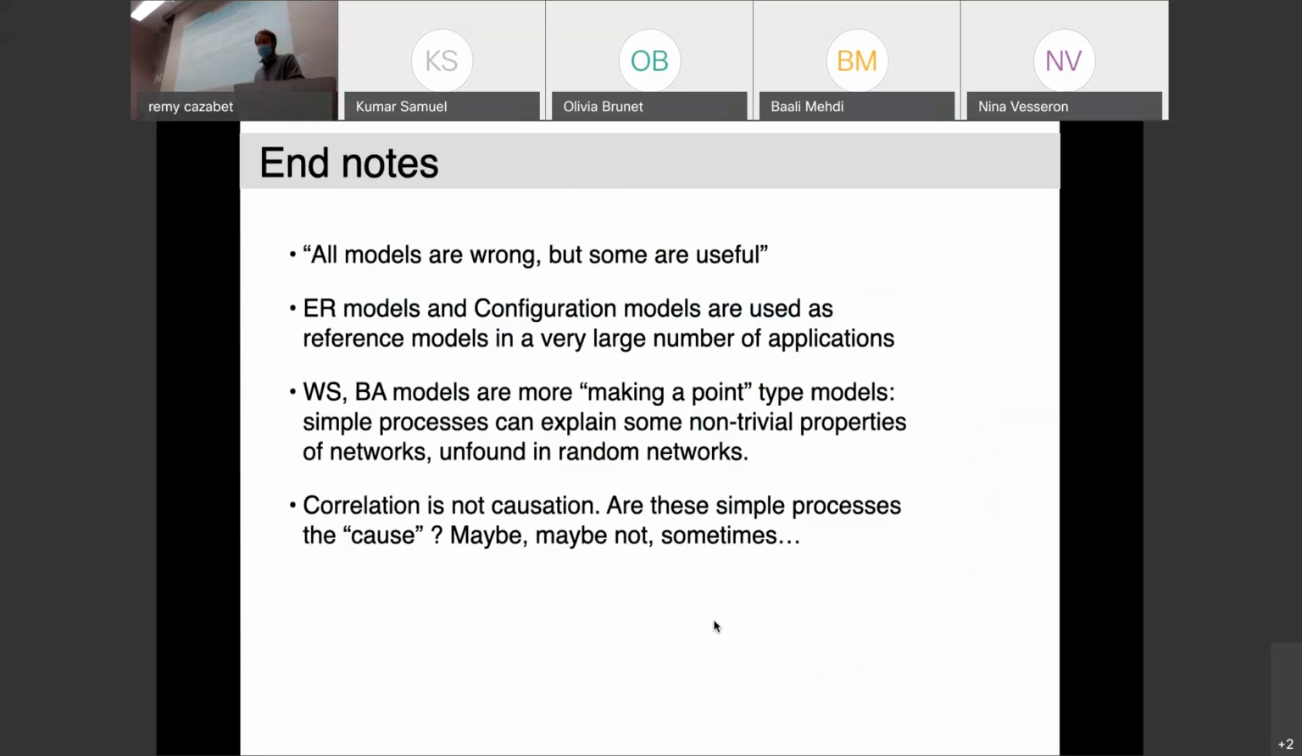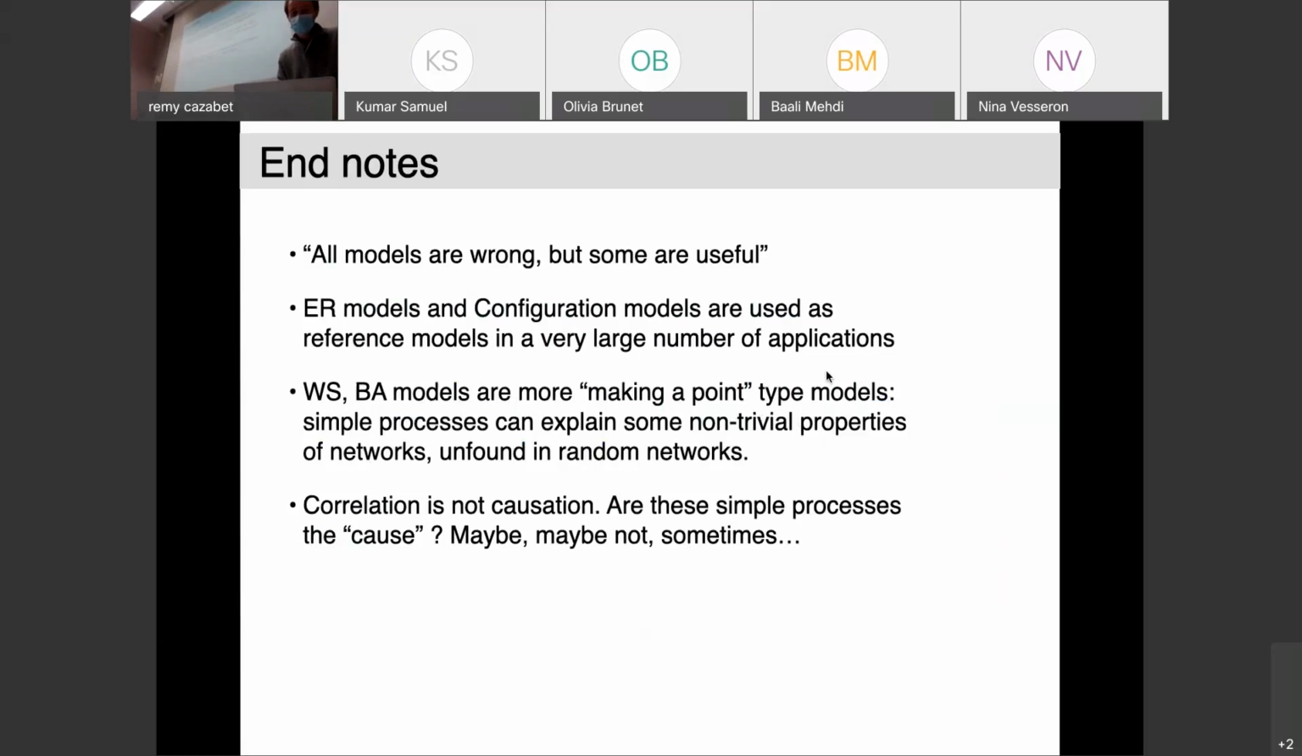So the idea is that a model is useful. All models are wrong, but some models are useful. The small world model has an argument to show that a simple mechanism was able to make the high clustering coefficient emerge. The Barabási model has made a simple argument that you could explain a scale-free network. These models really have the goal to make a point: a simple mechanism can explain something we observe, and which is not observed in random networks.